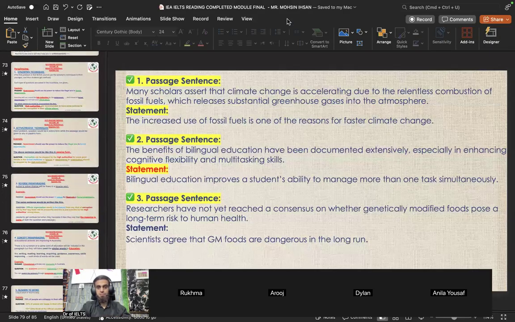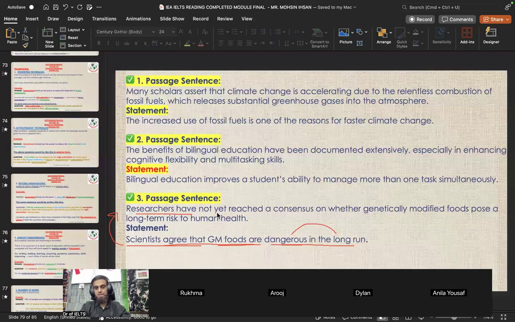Going to one more question: scientists agree that GM foods are dangerous in the long run. Genetically modified foods are dangerous in the long run. So you will read the question in this sense. Number one, understanding. Number two, highlighting the keywords. Only two ways you have to do. Fill in the blanks, true false, two points: highlighting the keyword, understanding, enough. And then you have to sort out the similar information. In computer based, it's quite easy. On one side you have the question, on the other side you have the passage.